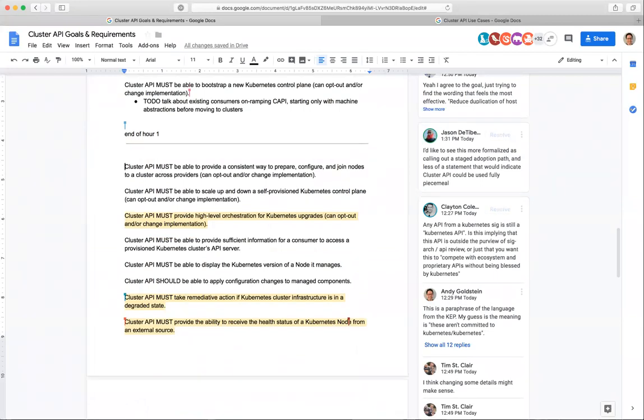So the next requirement we were going to look at is cluster API must be able to provide a consistent way to prepare, configure, and join nodes to a cluster across providers with the ability to opt out or change implementation. So the intent here is that we have common logic for basically calling kubeadm join or the equivalent, and that if you're not using kubeadm but you have another way to do it, that we have an extension mechanism so that you can supply your own way to do that.